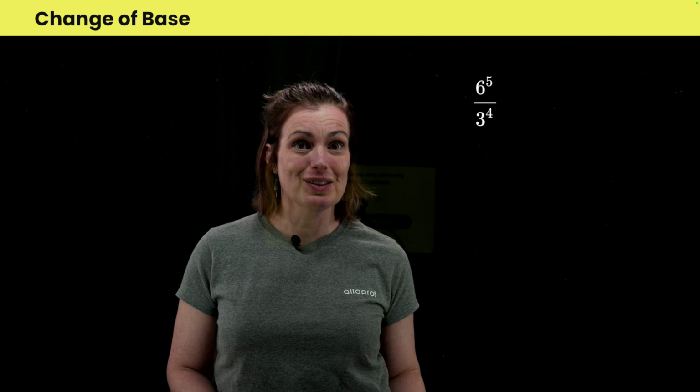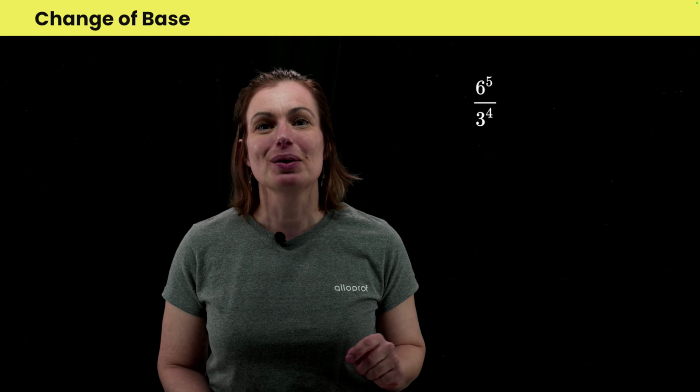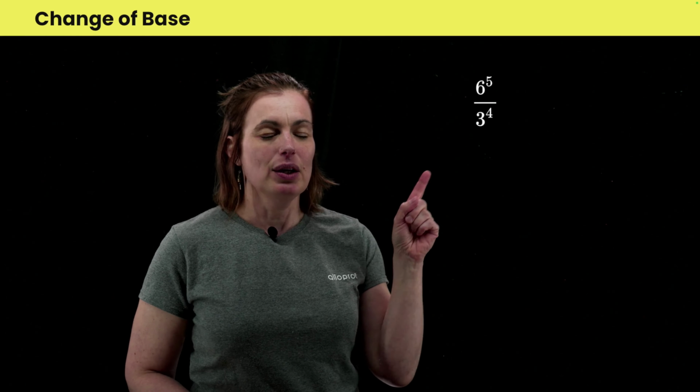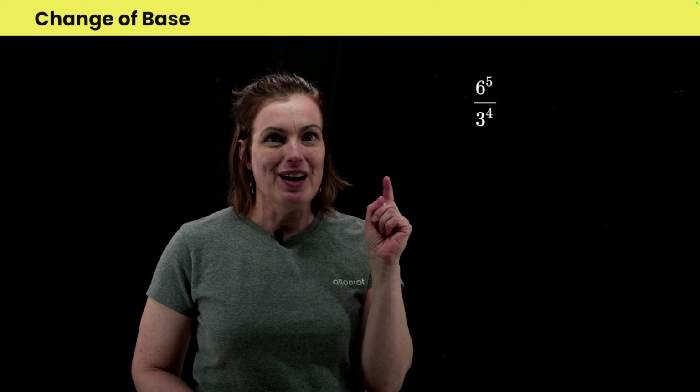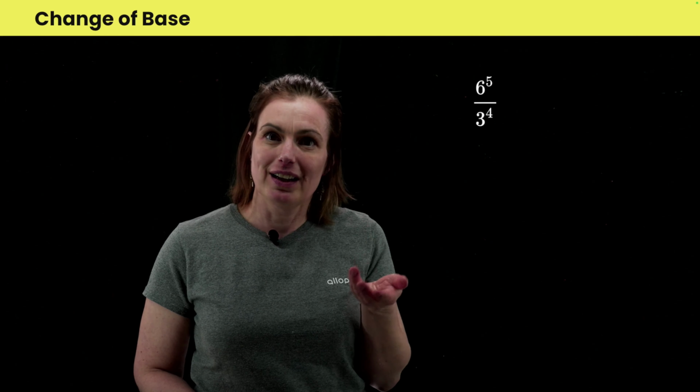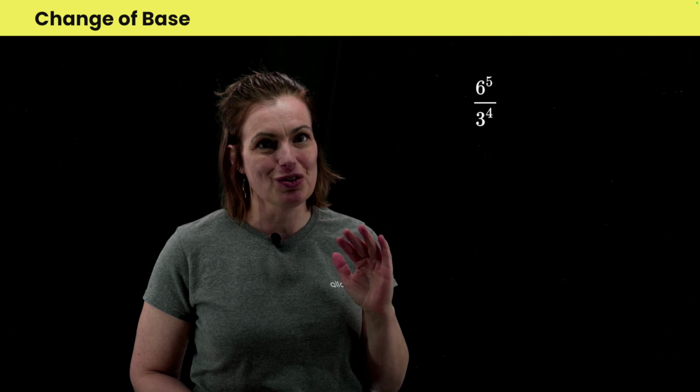If you answered false, you are correct. So let's look at how we do this then. Now, you can probably get 6 exponent 5 over 3 exponent 4 another way, but I'm going to show you it with change of base.